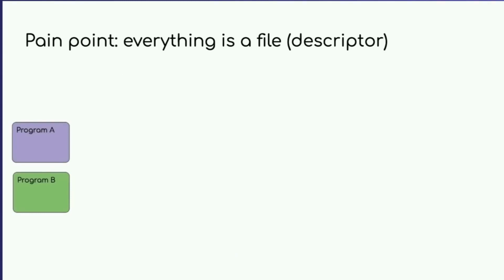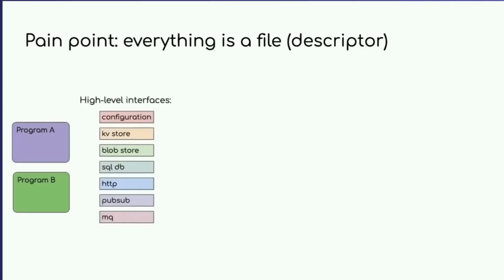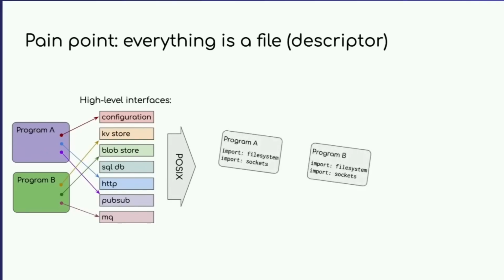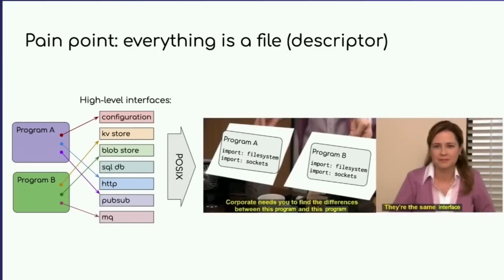So if I have 2 programs and a bunch of high-level interfaces they might want to use, say program A uses these ones, and program B uses these other interfaces. When I compile it all down to POSIX executables, they kind of look the same. They both just use file systems and sockets. And so when I look at them from an external perspective, I just say these have the same interface. I can't really tell the difference from the outside.